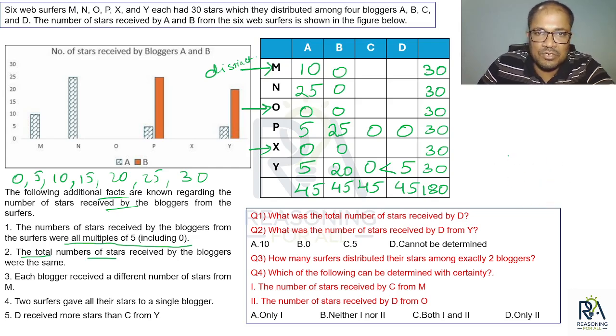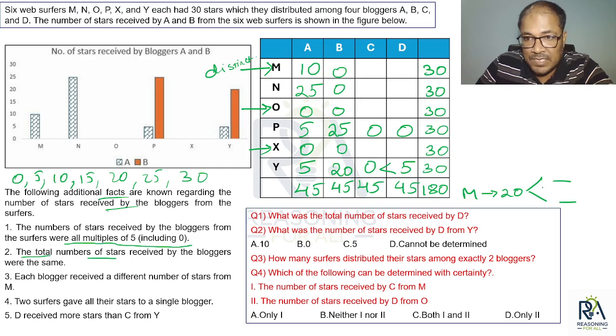Now let's come down to M. We know that M is remaining with how many stars? 20 stars. And M has to distribute this among 2. Okay. And it is given that all the 4 values of M should be distinct. And 0 and 10 are already done. If you observe, M's 0 and 10 are already done. These 2 values are already done.